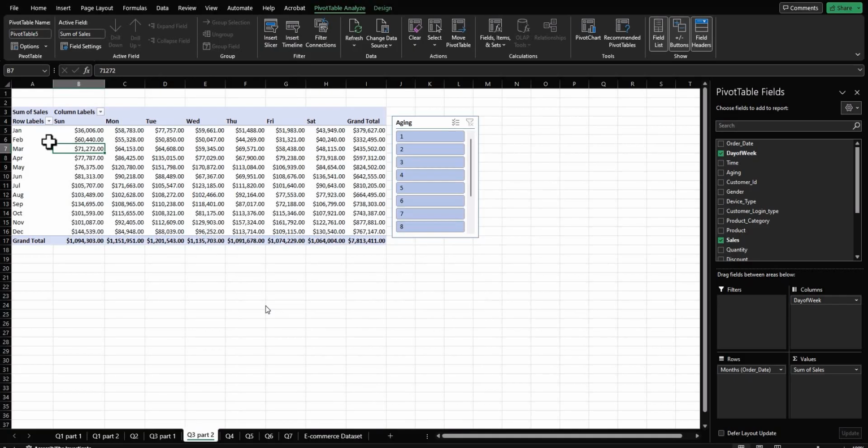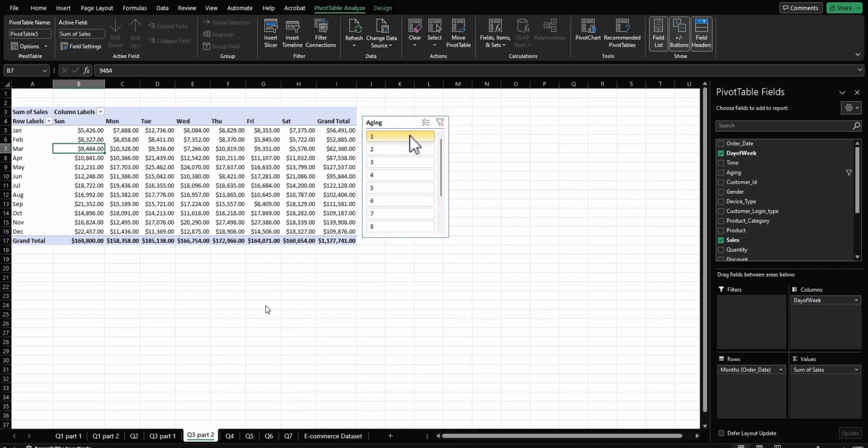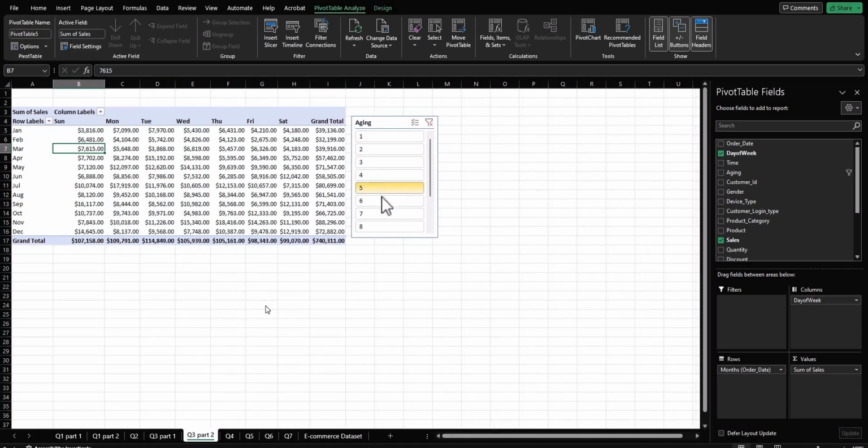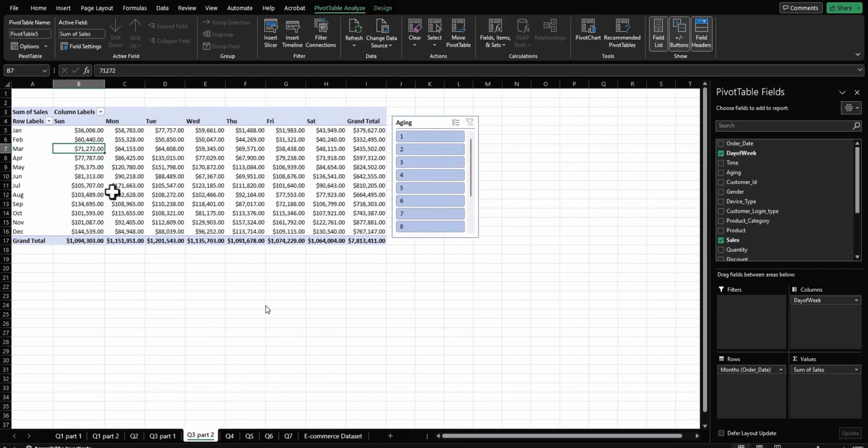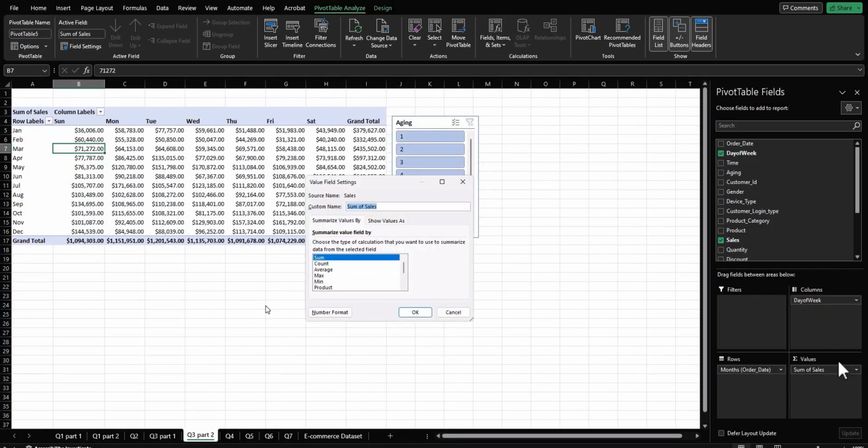So now we see sum of sales by month and day, and then we have aging. Aging is the variable that we use for when it's delivered. So it is ordered on a date, and then one day is it delivered, 1 day later, 2 days, 3 days, 4 days, 5 days, so on and so forth. When we put this here, we can do it by pure numbers. We could also do it by show value as percent of grand total.